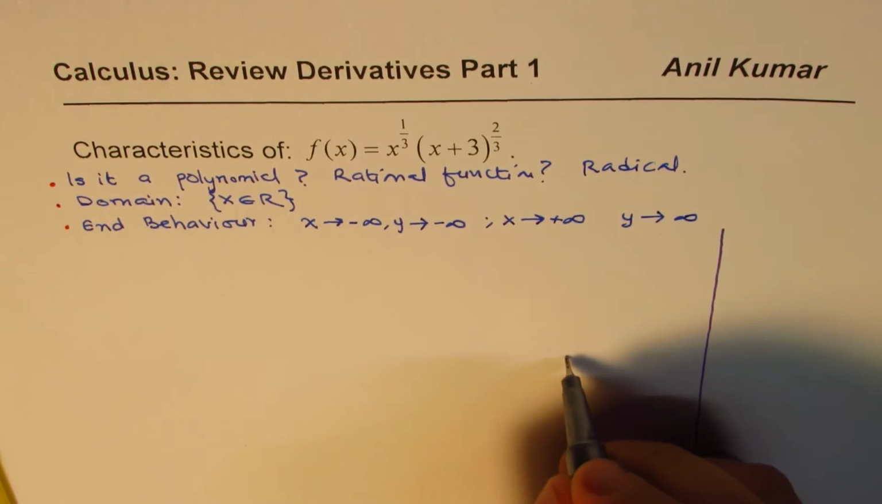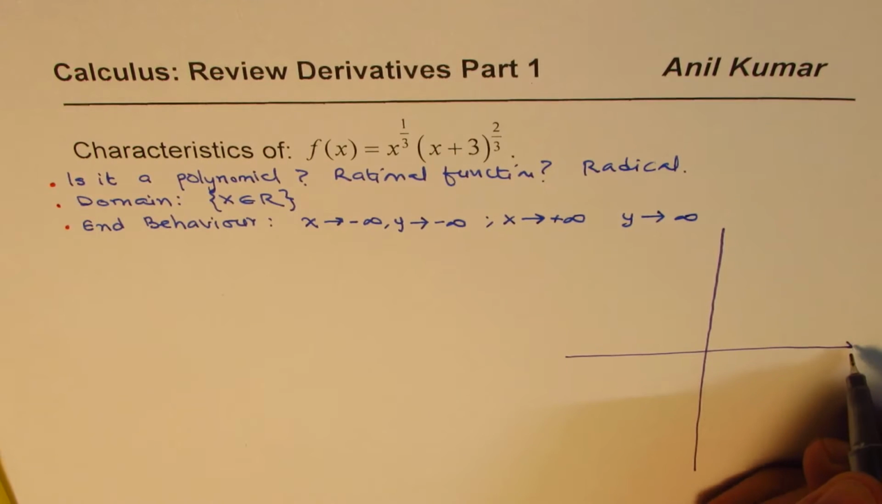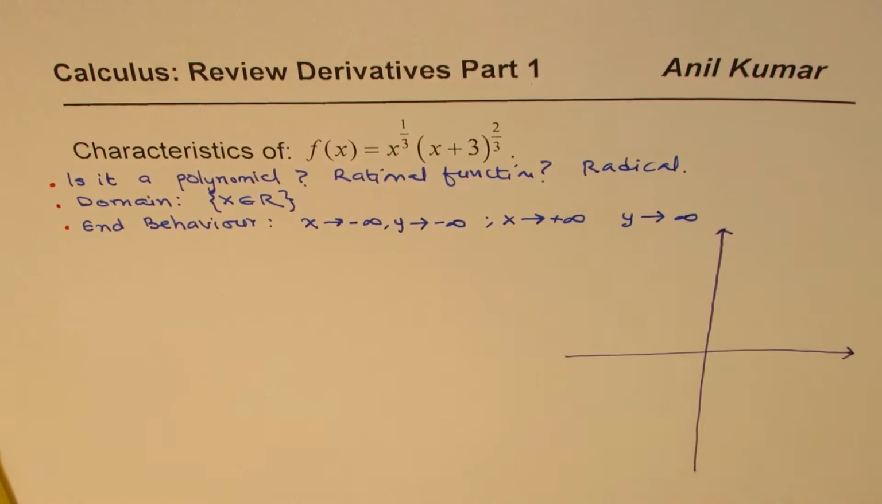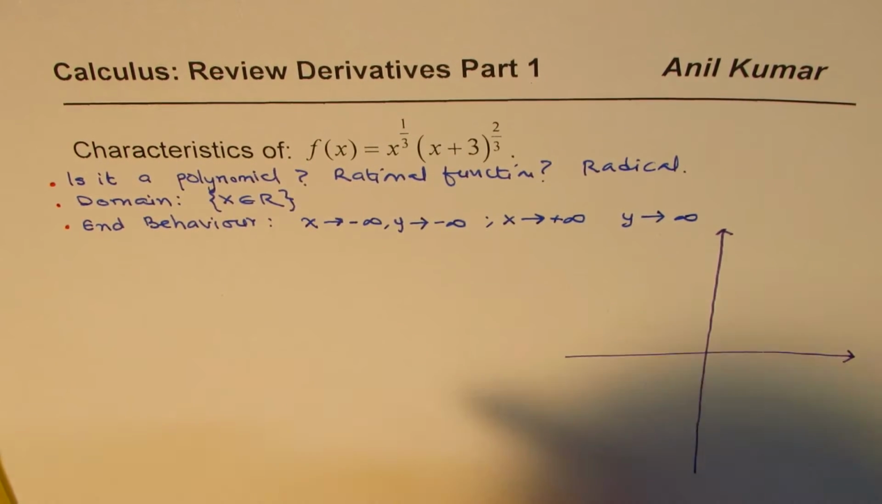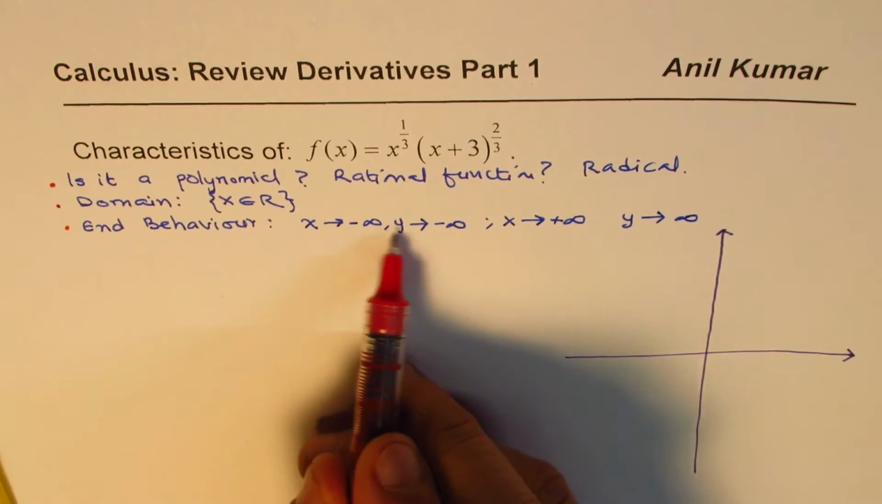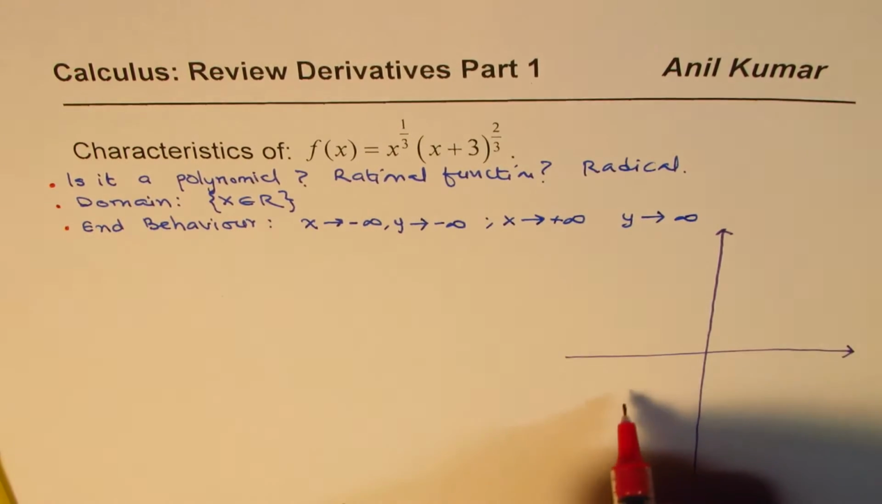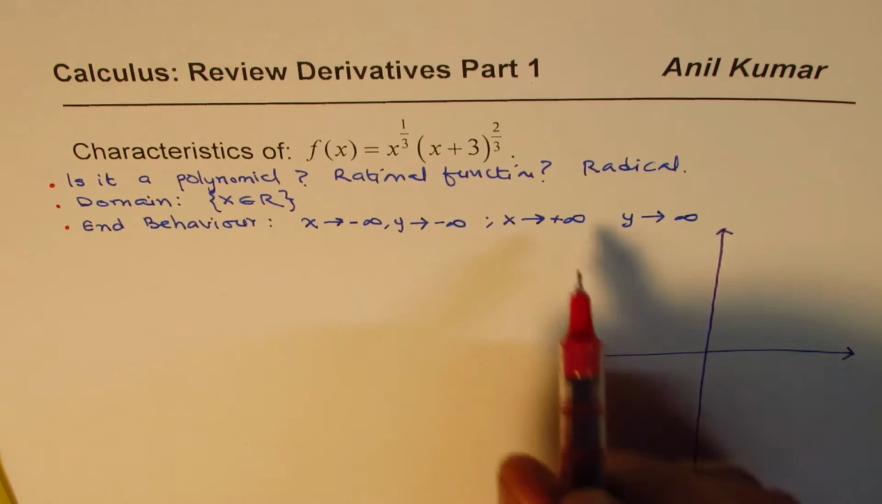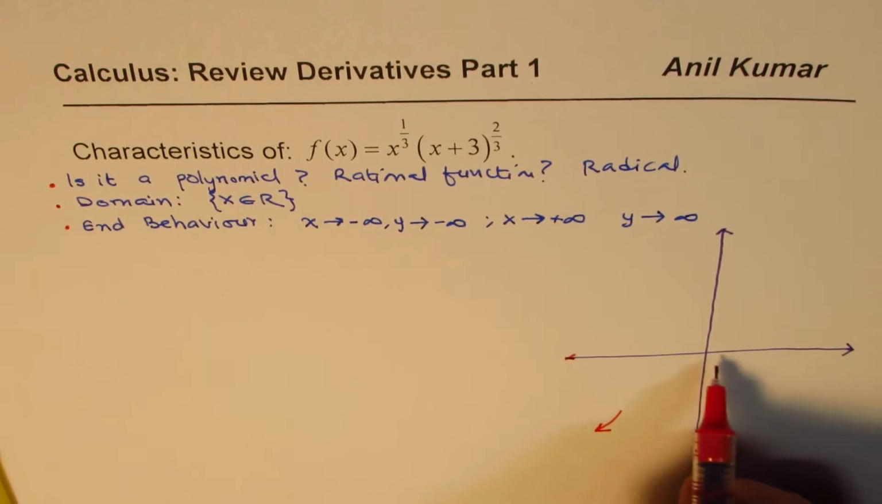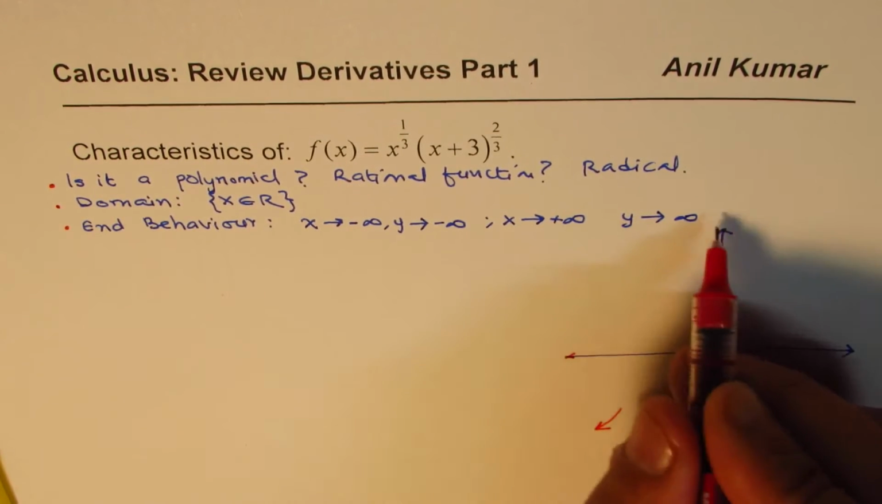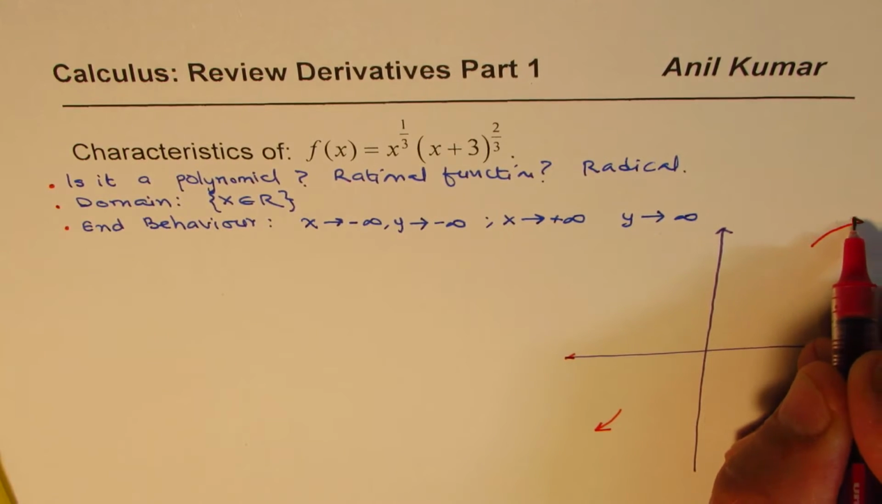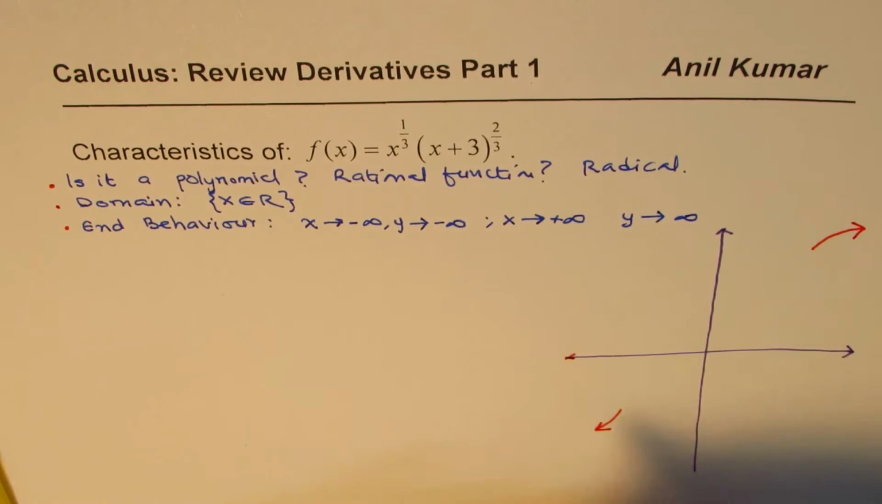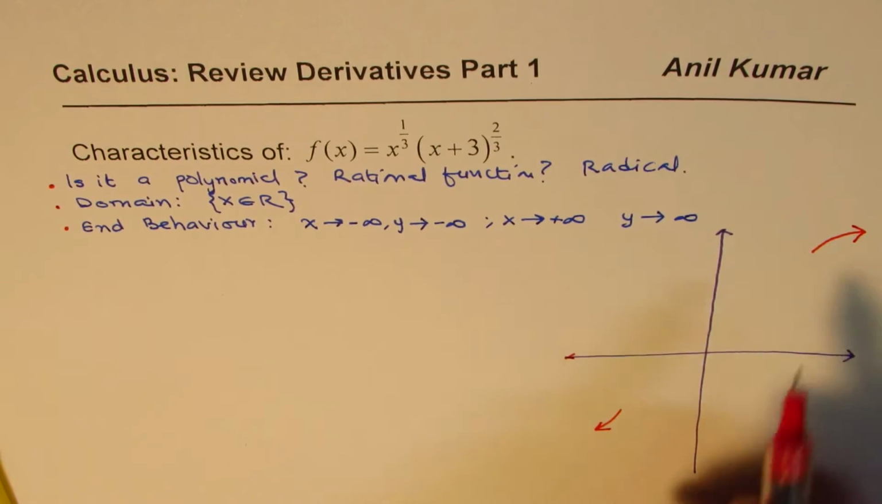It reflects how the curve of the graph moves. So when I'm saying end behavior, x approaches negative infinity, y approaches negative infinity, it means something like this: when x is large, that means approaching this side, y is going negative. And when x is approaching positive infinity, the graph will be going like this. So that is the end behavior which we are talking about. I hope this part is very clear.